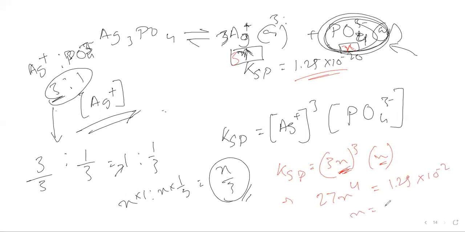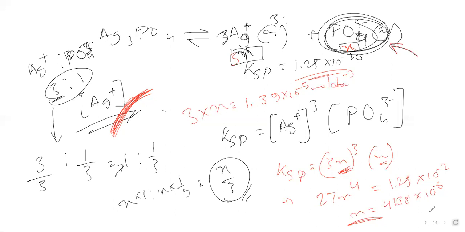From here we will get a value of x which is 4.638 into 10 to the negative 6. But that's not the end of the question. Remember, they asked us to further find the value of Ag plus. Now we have found the value of x, which is the concentration for PO4 3 minus, but Ag plus is 3 times x. That means 3 times x is going to be 1.39 into 10 to the negative 5 mole per dm cube, isn't it? So don't forget to do the further calculation.